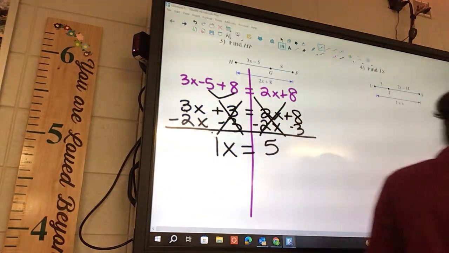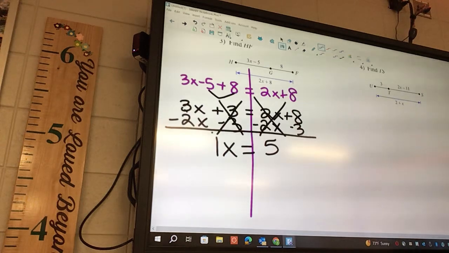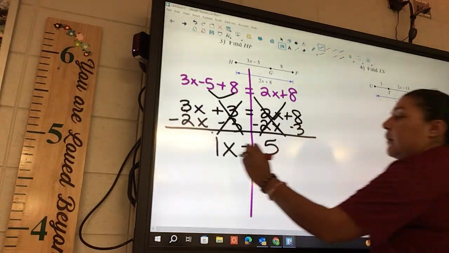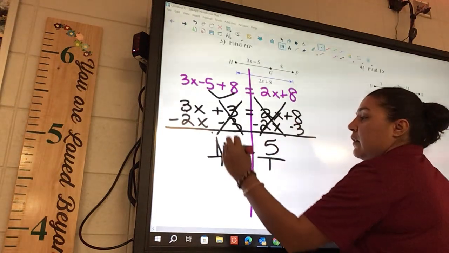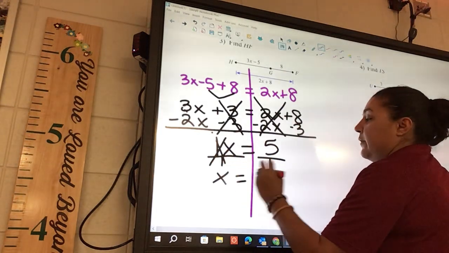5. Okay, and then what? Divide by 1. So we're at x equals 5.